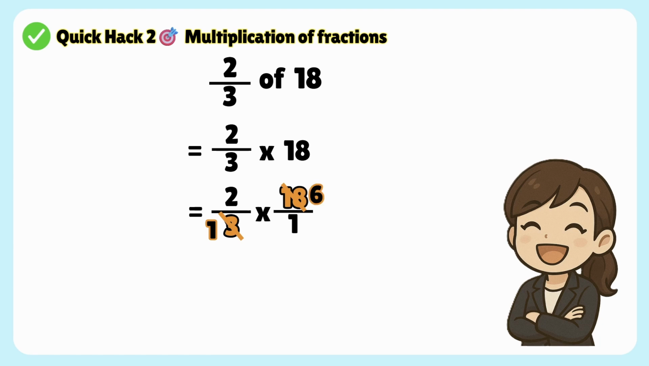Then multiply the top numbers together and the bottom numbers together. 12/1 is 12. So 2/3 of 18 is 12. Both hacks give the same answer. It's up to you which one you like more.